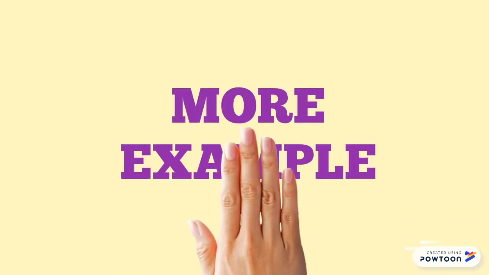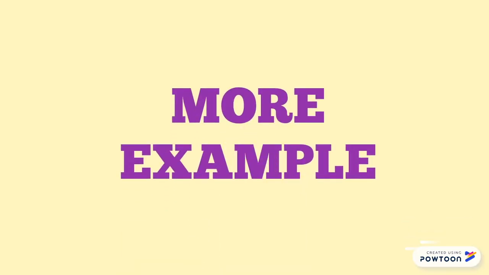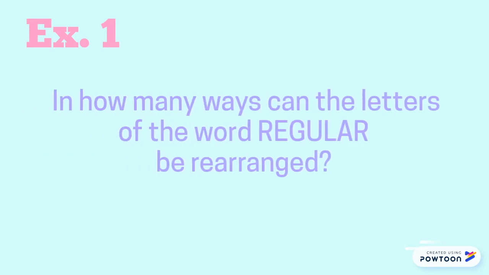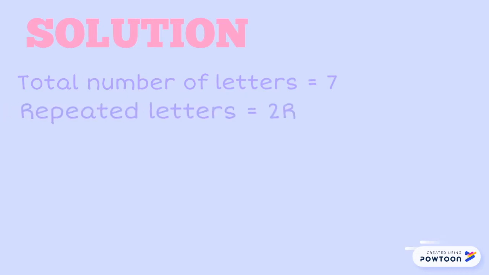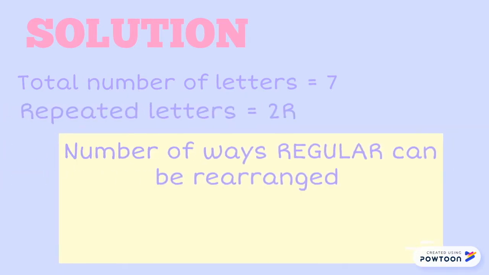More examples. In how many ways can the letters of the word regular be rearranged? Solution. The total number of letters is 7. Repeated letters is 2 r's. The number of ways regular can be rearranged is 7 factorial over 2 factorial, which is equal to 2520 ways.